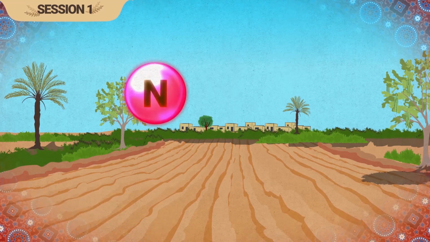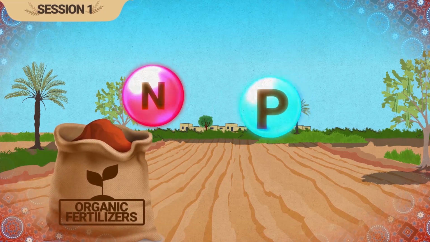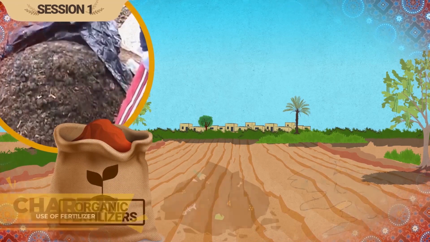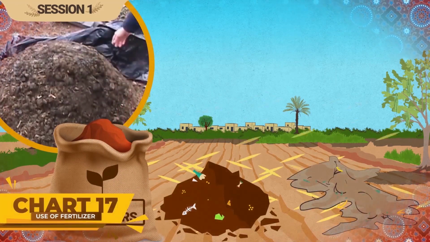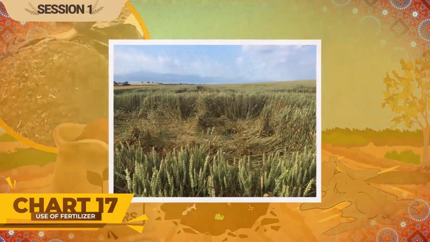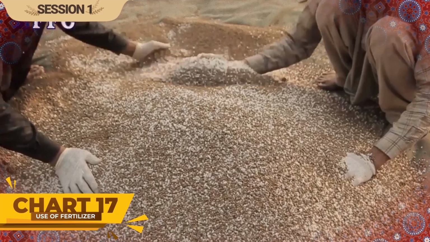Avoid inappropriate combinations of nitrogen and phosphorus. Use organic fertilizer such as farmyard manure, compost, and straw husk. Lodging may occur in case of applying too much fertilizer.